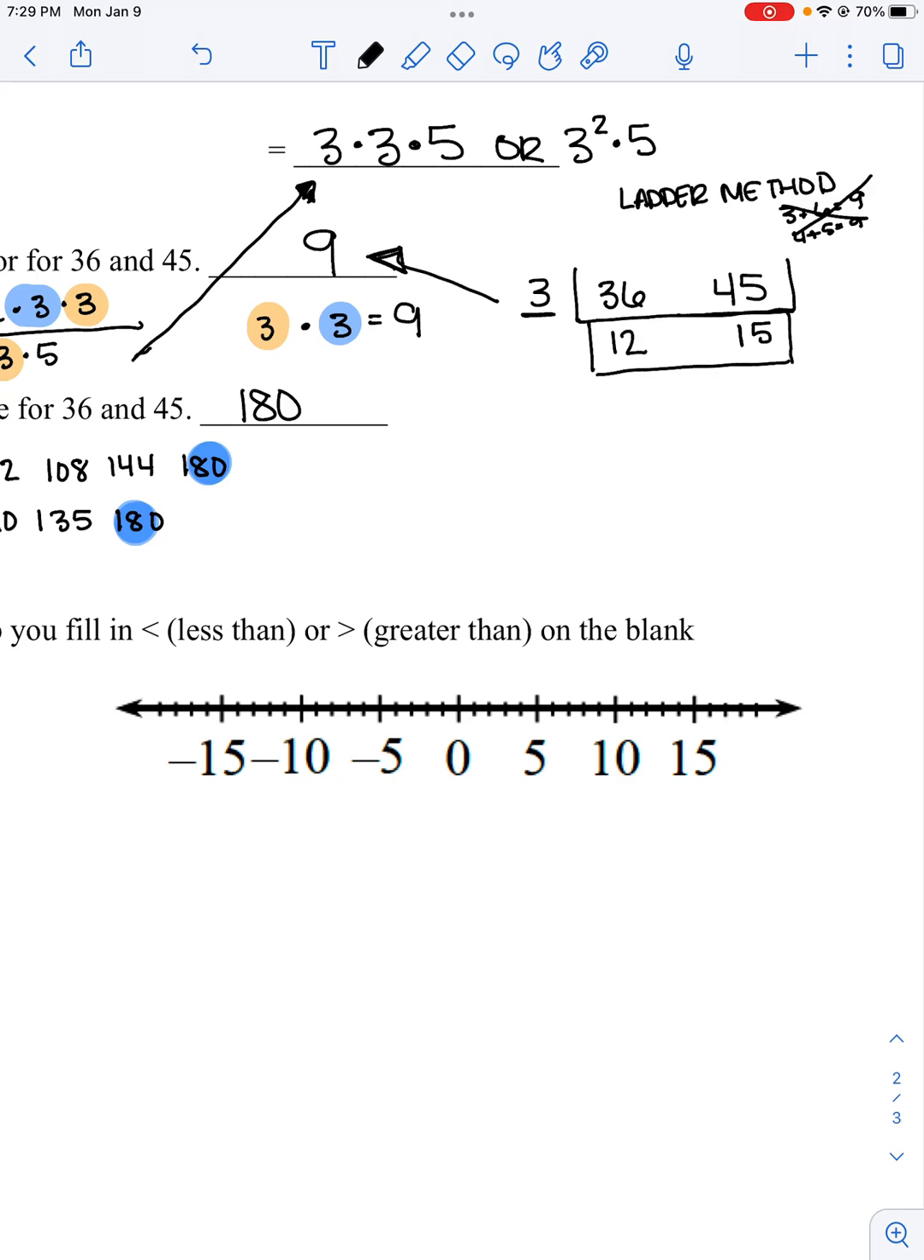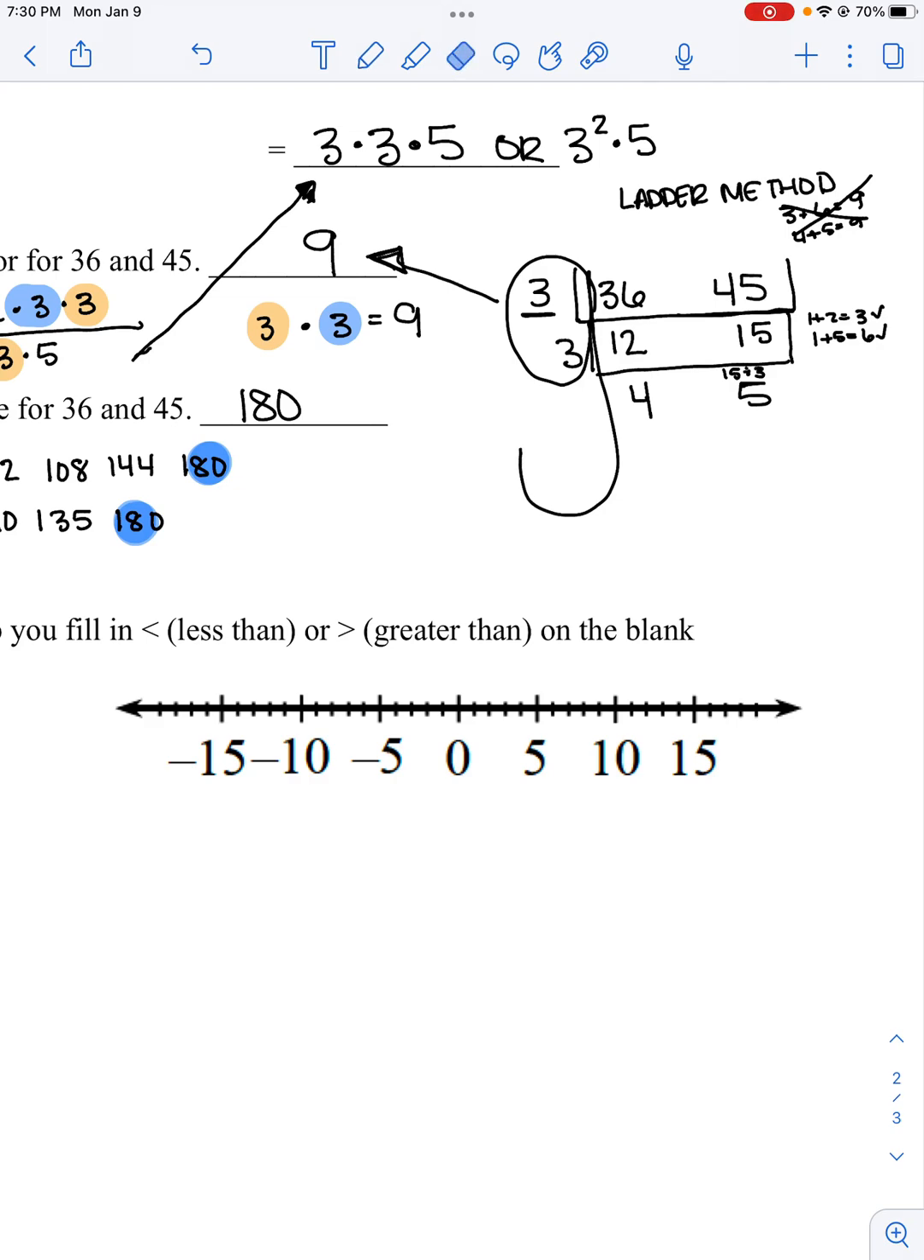I can keep going. Again, 1 plus 2 is 3. 1 plus 5 is 6. 3 goes into both of those numbers. So I know I can divide by 3 again. 12 divided by 3 is 4. 15 divided by 3 is 5. 4 and 5 have no common factors other than 1, so I am finished.